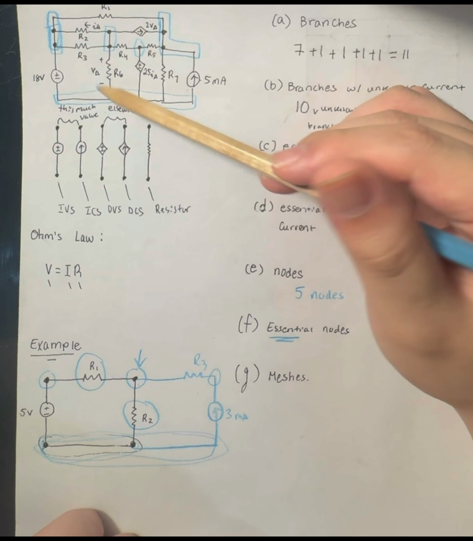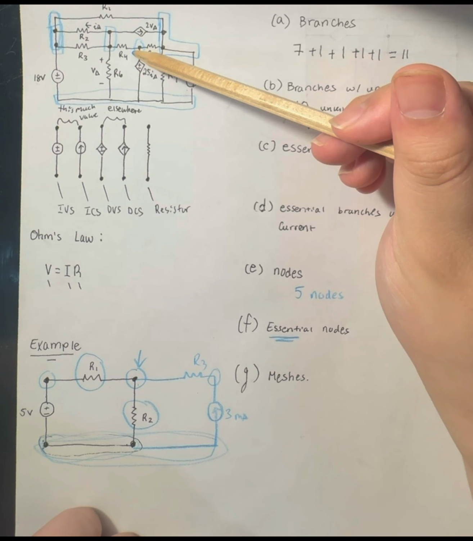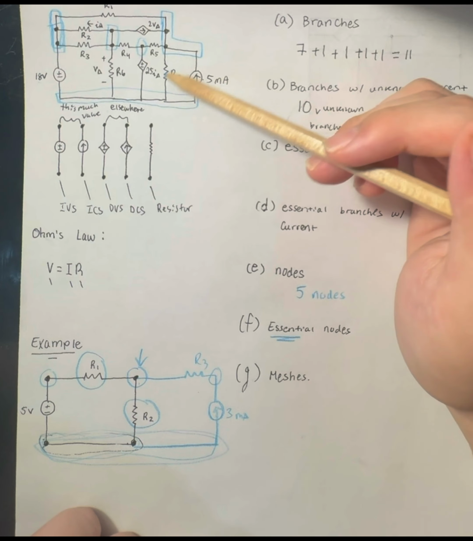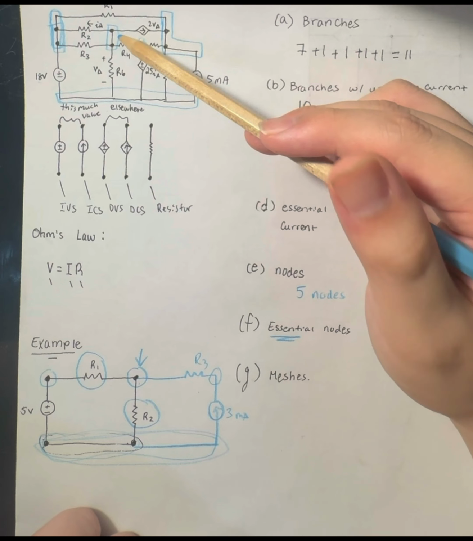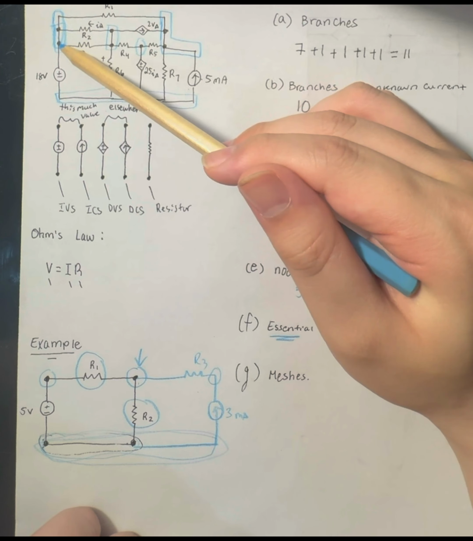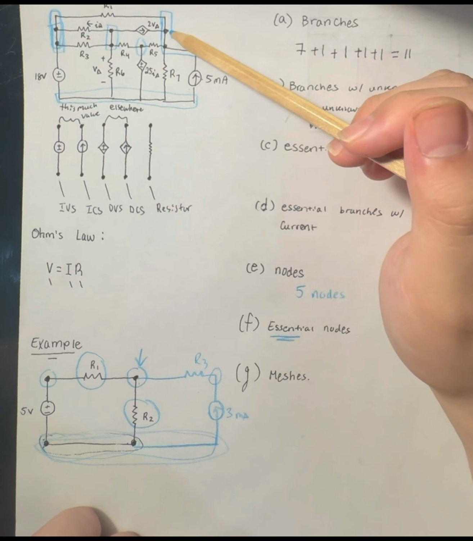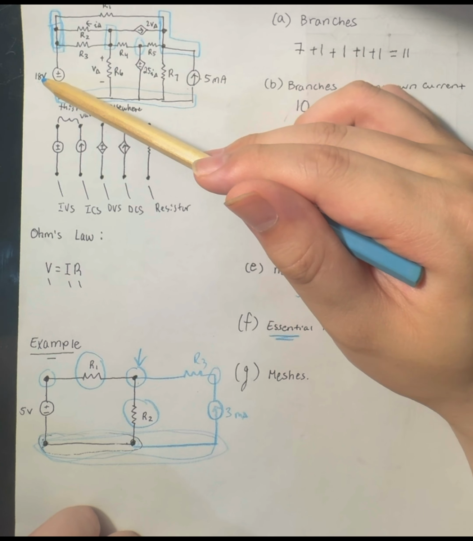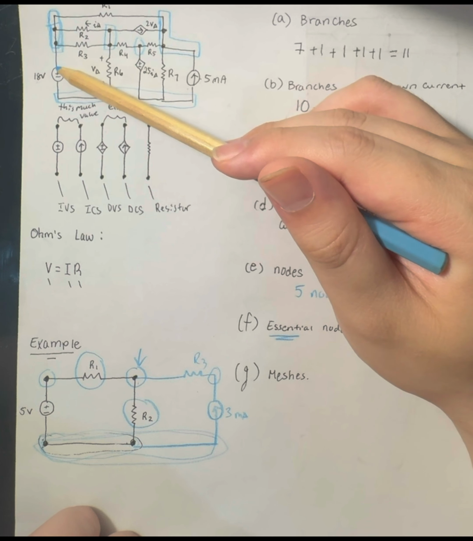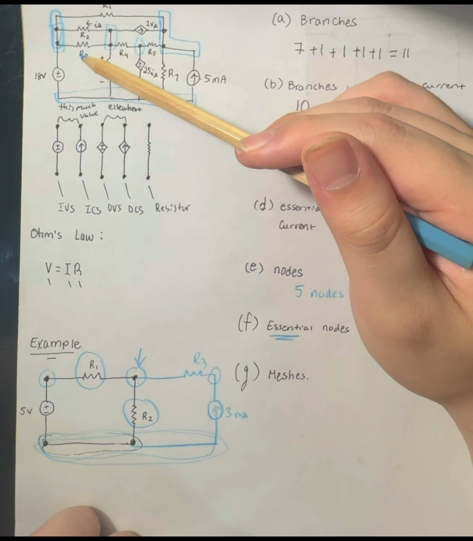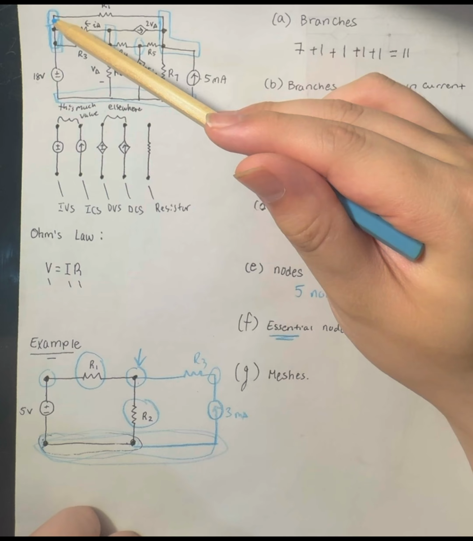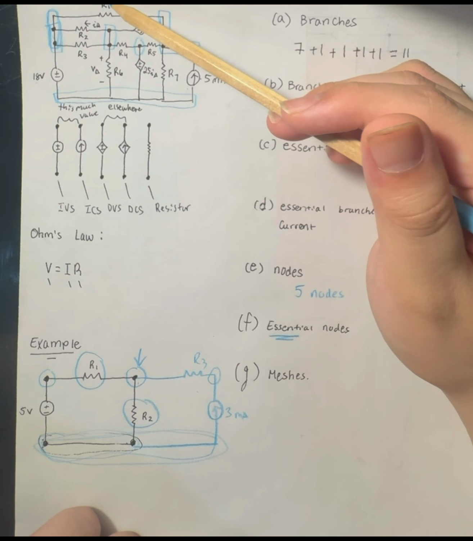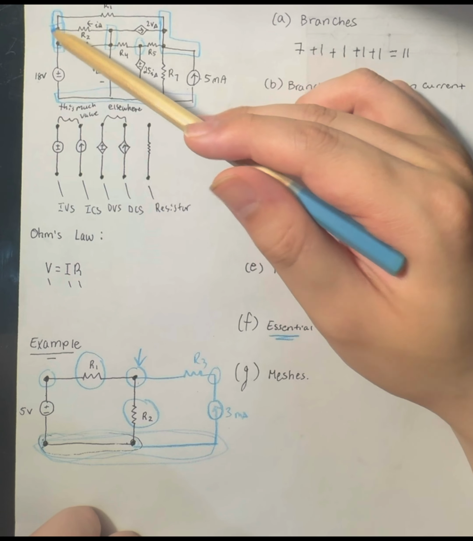Now let's carry that knowledge to the actual problem schematic. We saw that there are only 5 nodes, so let's find out if they're essential or not. Let's evaluate the one over here first. We're going to work left to right and then top to bottom. This one connects the 18 volt independent source and the R3, R2, and R1 resistors. That's 4 elements, and 4 is greater than 3, so that counts as an essential node.